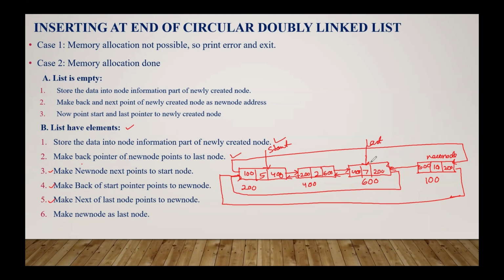Make the next of the last node point to the new node. What is the last node? The last node right now stores 200, pointing to this one. But right now we have to make it point to the new node. The new node's address is 100. So now it stores 100. Then this connection is established. Make the new node the last node. Now the last node stores which value? The value 100 right now.